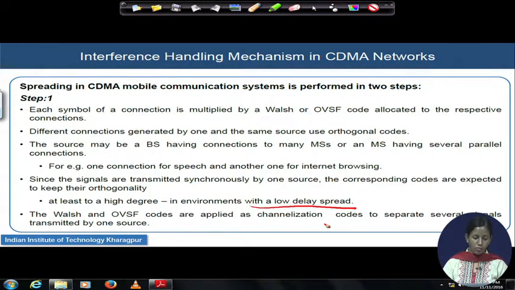Walsh and OVSF codes are both applied for channelization in such a system, where different signals from the same source can be separated out. Once they are used for channelization, they are the codes to separate the several signals, where the same source, from the base station to the mobile station, or multiple connections of the same mobile station, you wish to separate out. For that you are using step 1.